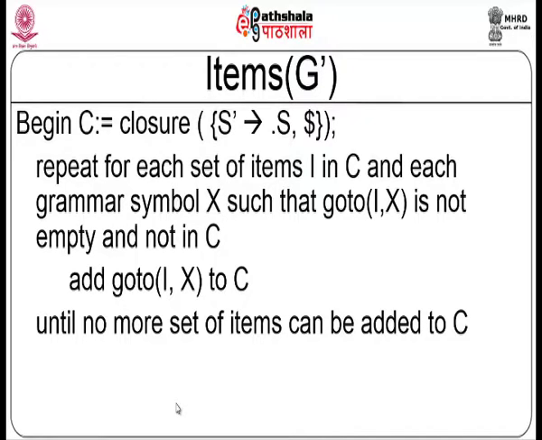Now, this closure will be starting with the first production of the augmented grammar with a dollar as the end marker. After this, I have to add the productions of S with a dollar at the end marker, and then start with the goto construction. That will be your total item set.